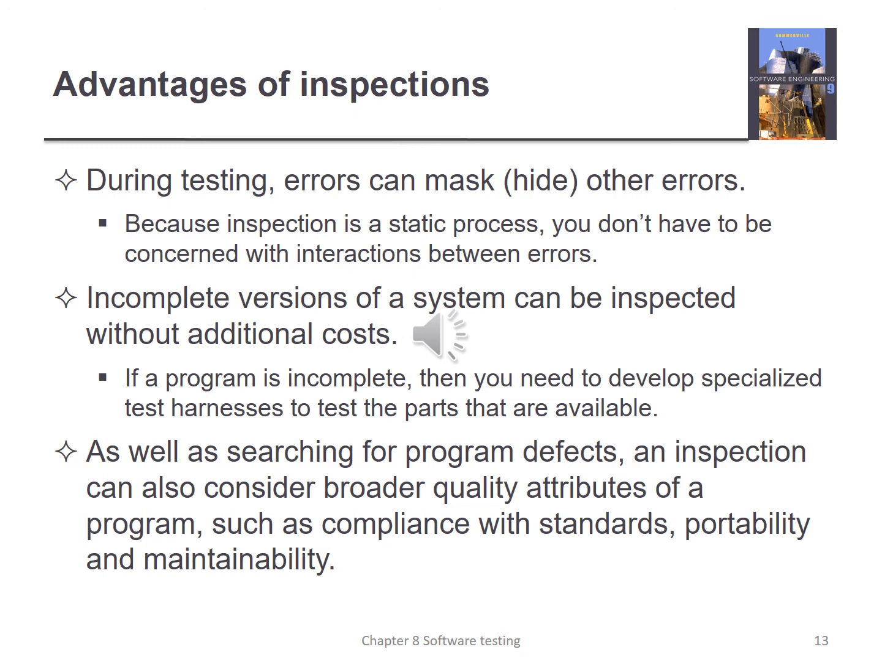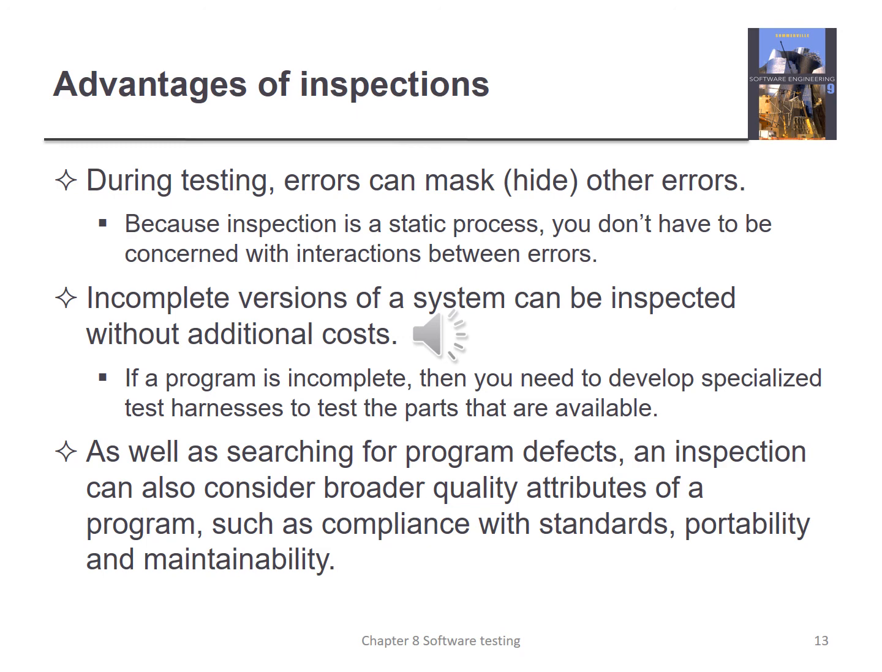During testing, errors can mask or hide others. Sometimes we find a problem just by looking at the code, because during testing one error will probably hide others. Because inspection is a static process, you do not have to be concerned with interaction between errors. You look at each requirement separately. An incomplete version of a system can be inspected without additional cost, such as a piece of code. If a program is incomplete, you need to develop specialized test harnesses to test the parts that are available.